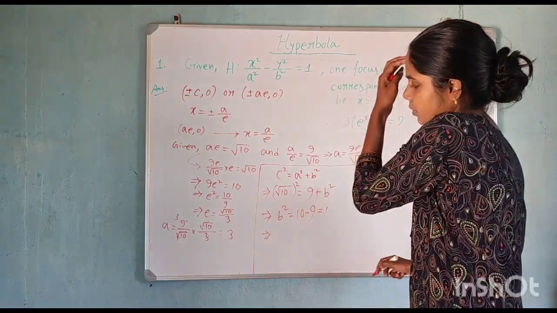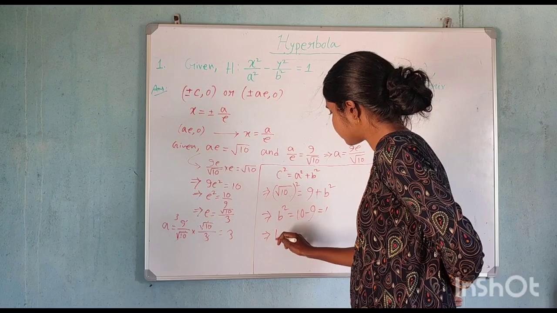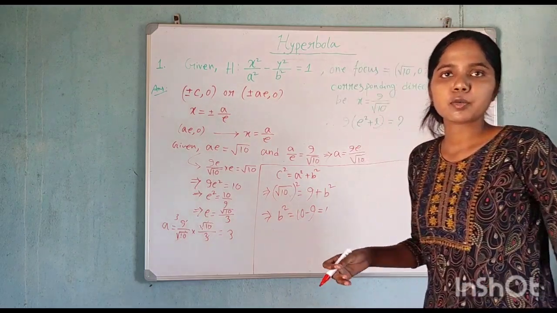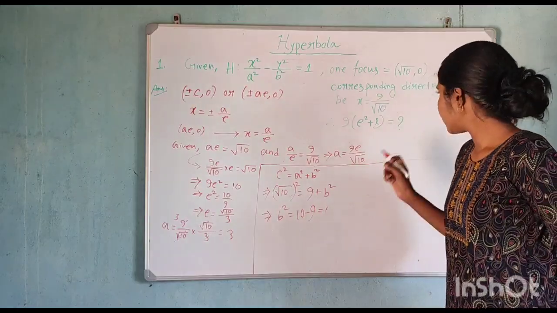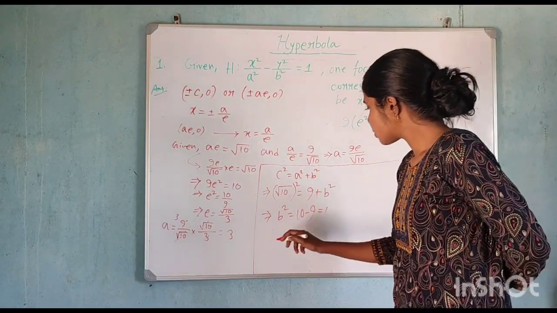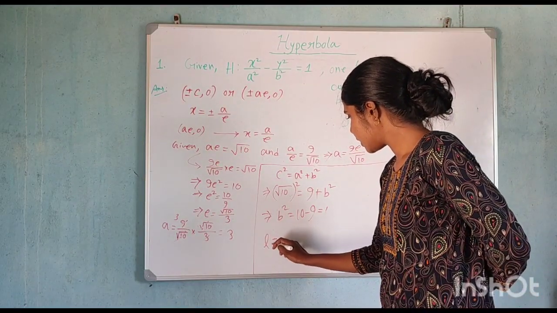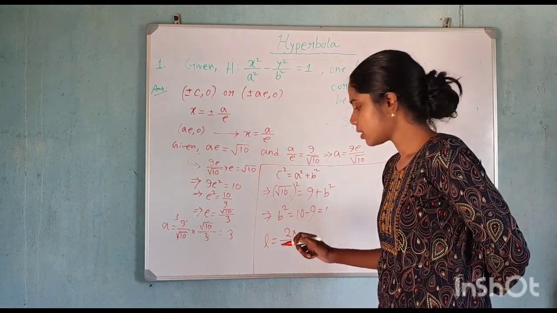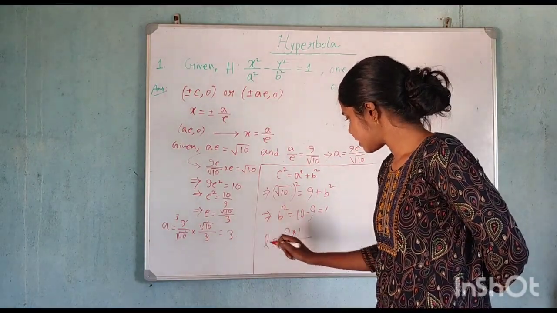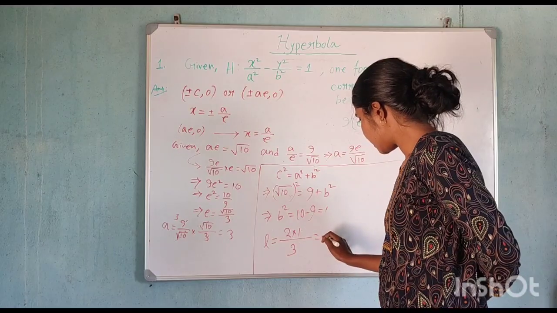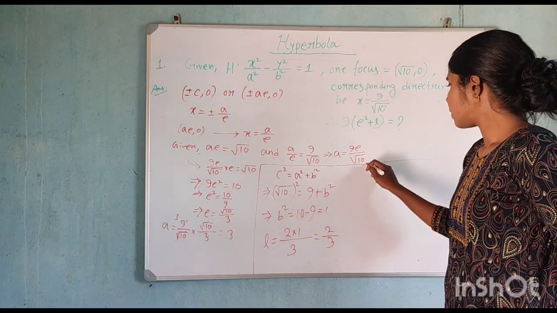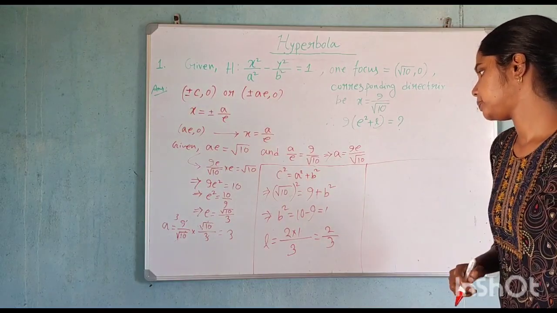So B equal to... we left it as B square because our formula is L equals 2B square by A. So now derive the value of L. L equals 2 into B square. B square is 1, divided by A, and A is 3. So L is 2 by 3. Okay, so our L is 2 by 3.